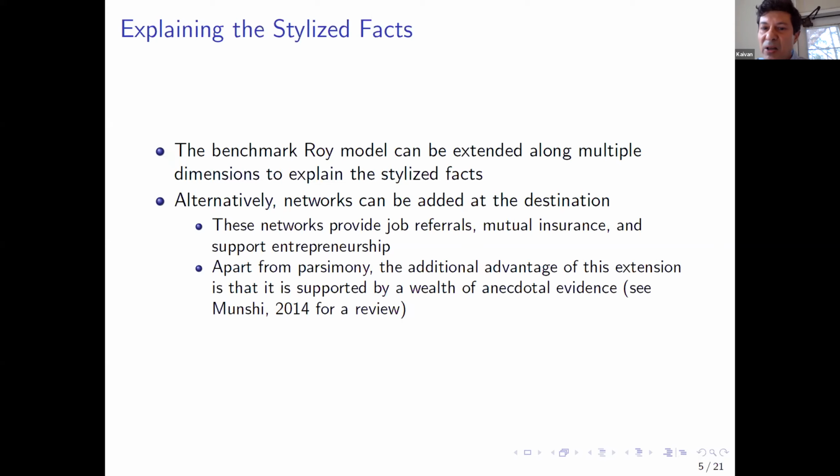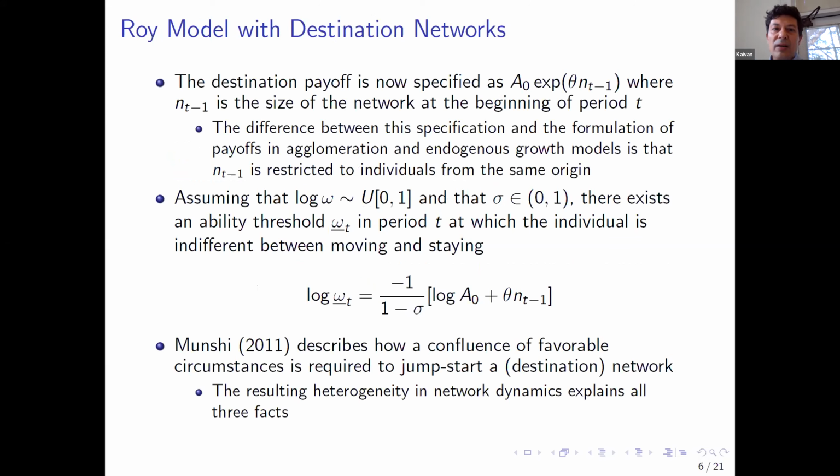And apart from parsimony, the additional advantage of this extension is that it is supported by a wealth of anecdotal evidence from different parts of the world, that in fact, when migrants move, they would typically move with the support of origin networks. And if you're interested, there is a discussion of this in my review article in the Journal of Economic Perspectives. Okay, so now let's add networks to the Roy model.